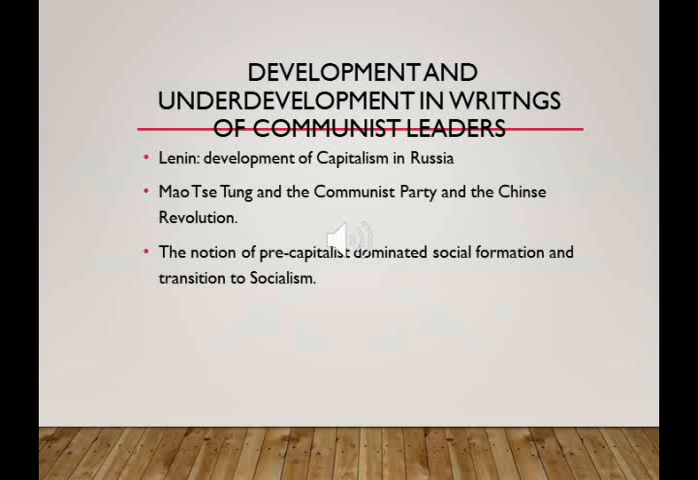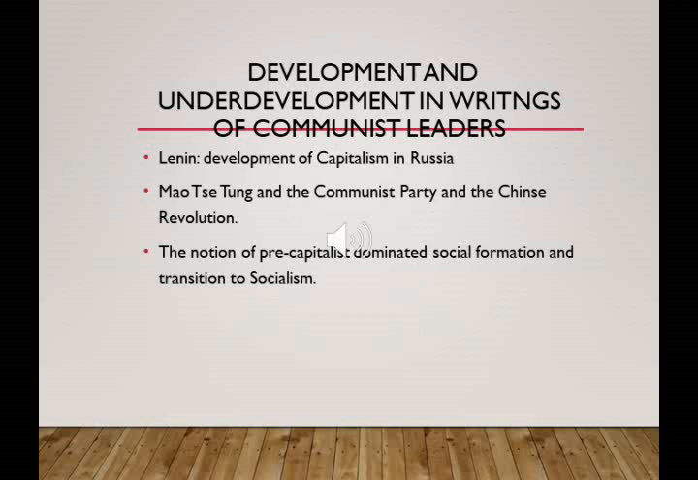Other communist leaders have added to the work of Karl Marx. Karl Marx envisaged socialism to come after capitalism. So for him, the socialist revolution would happen in highly developed capitalist countries. Lenin studied the situation in Russia, and he found out that in Russia there were several modes of production. Russia was not a highly developed capitalist country.